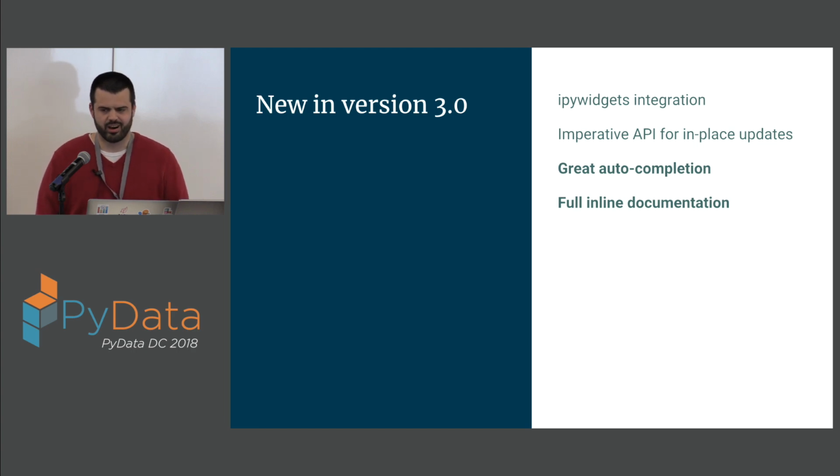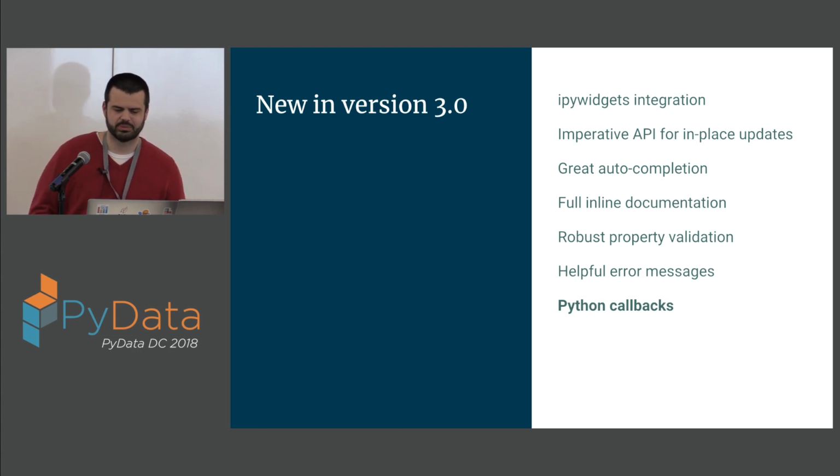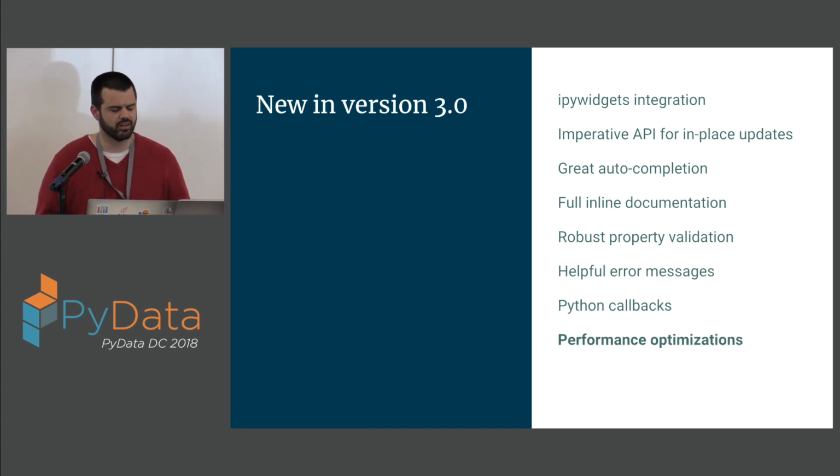There's now great auto-completion and inline documentation across the entire Graph Objects API. And there's also much more robust property validation, and the error messages are much more precise and a lot more helpful. And thanks to the ipywidgets integration, it is now possible to get information back from the JavaScript side. So we can support registering Python functions to be called in response to interaction events like clicking and hovering on your plots.